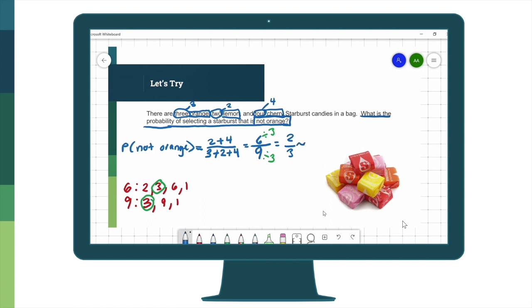2/3 expressed as a decimal, which is 2 divided by 3 using your Desmos calculator, is approximately 67 hundredths when we round it. And 67 hundredths times 100 gives us 67%. This represents the probability of selecting a starburst that is not orange.